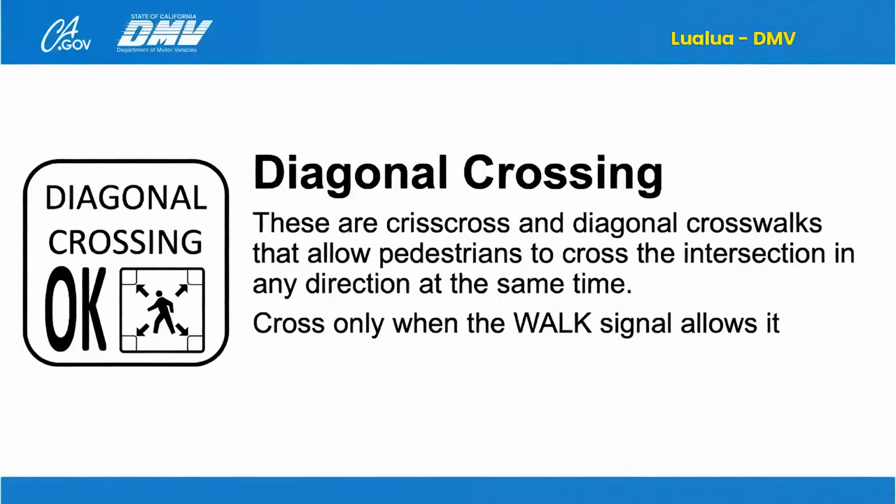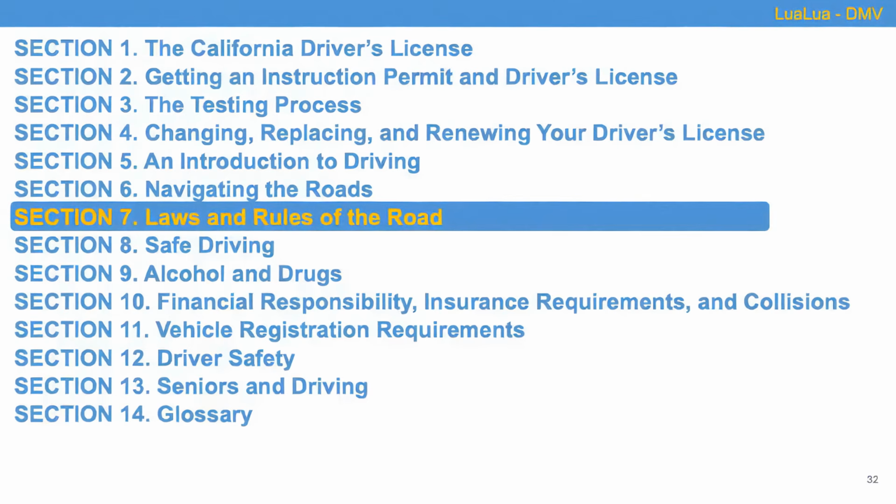Diagonal crossing. These are crisscross and diagonal crosswalks that allow pedestrians to cross the intersection in any direction at the same time. Cross only when the walk signal allows it. Sounds. Sounds such as beeping, chirping, or verbal messages help blind or visually impaired pedestrians cross the street. Pedestrian push button. This is used to activate the walk or walking person signal. No pedestrian signals. If there are no pedestrian signals, obey the vehicle traffic signals.